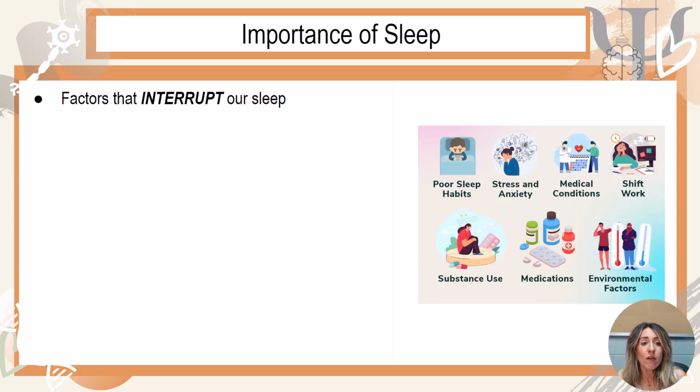Okay, so factors that interrupt our sleep. Stress: if you have a big test coming up or a lot of stress going on in your life, it can make it hard to sleep. Technology: having your phone, the blue light is not great for circadian rhythm and melatonin. Drugs or alcohol: while depressants might make you feel tired because they slow down your central nervous system, they disrupt your REM, so you don't get a good sleep.